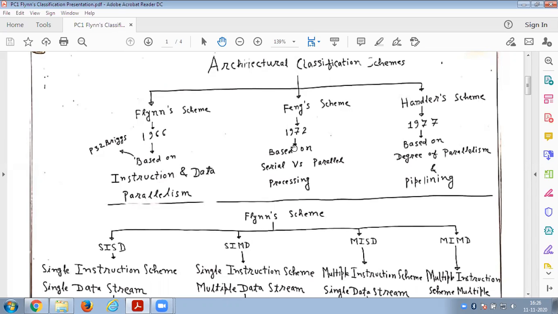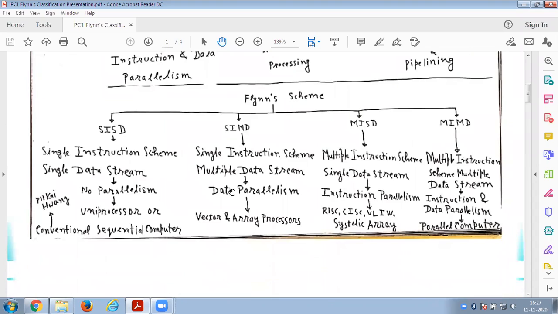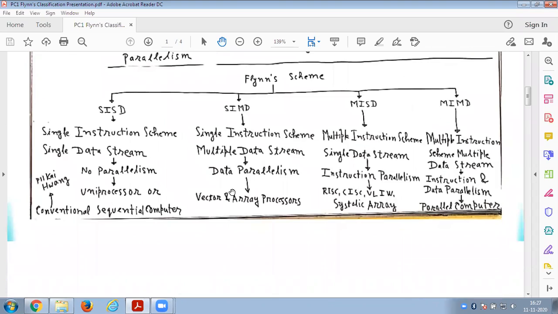Frank divides computers on the basis of serial and parallel processing. Handler's classification scheme is based on degree of parallelism and pipelining. Somehow, Flynn's classification scheme has become most popular, and therefore, in today's session, we will discuss Flynn's classification scheme in detail.